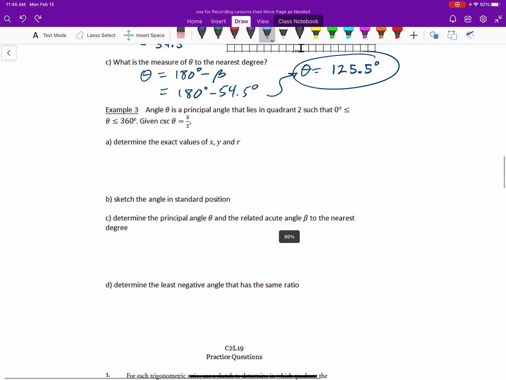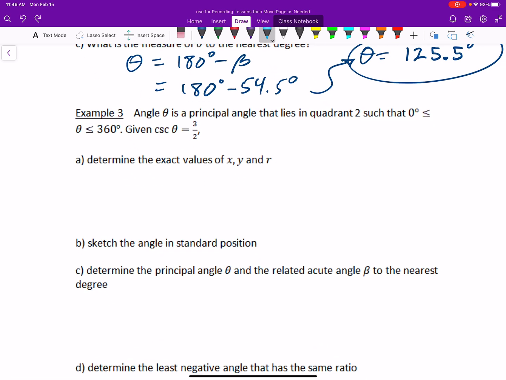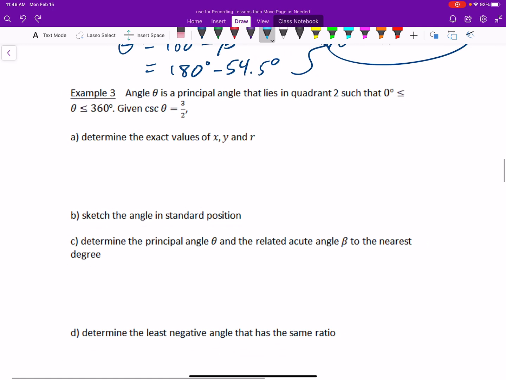All right, is this the last example? Yes. Angle theta is a principal angle that lies in quadrant 2 such that theta is between 0 and 360 degrees. That's a given if it's a principal angle. And we're given that cosecant of theta equals 3 over 2. Determine the exact values of x, y, and r. All right, we've got enough information to work with. We simply have to draw a sketch so that we can see what's going on. We're told that there's an angle in quadrant 2. So if it's in quadrant 2, we know where that is.